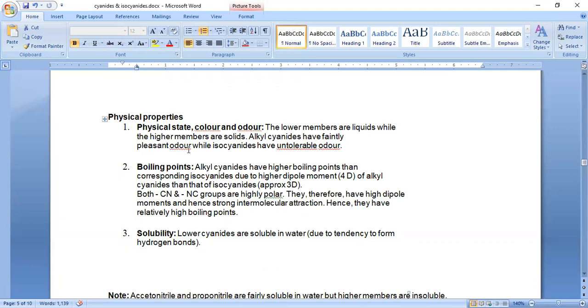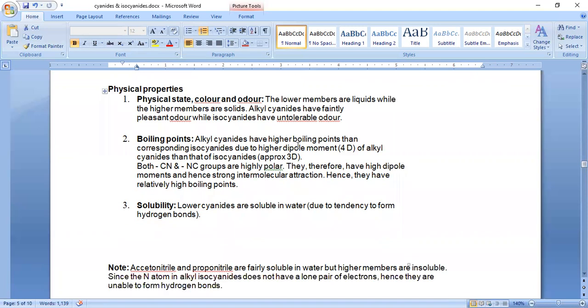And alkyl cyanides have a faintly pleasant odor. Faintly means somewhat, whereas isocyanides are intolerable. Because of this intolerable smell, we use an experiment, the carbylamine test, for the identification of amines. In the previous class we have discussed this. The carbylamine test is exclusively meant for identification of primary amines. So cyanides are faintly pleasant, whereas isocyanides exhibit an intolerable odor.